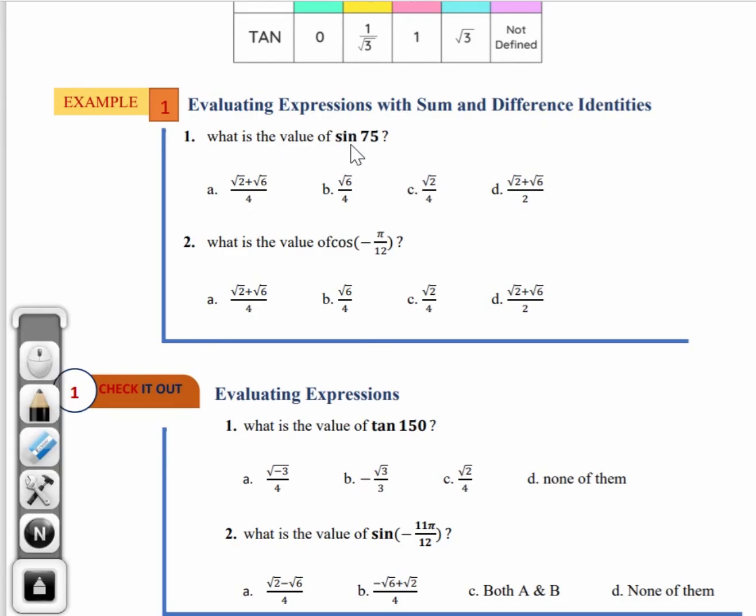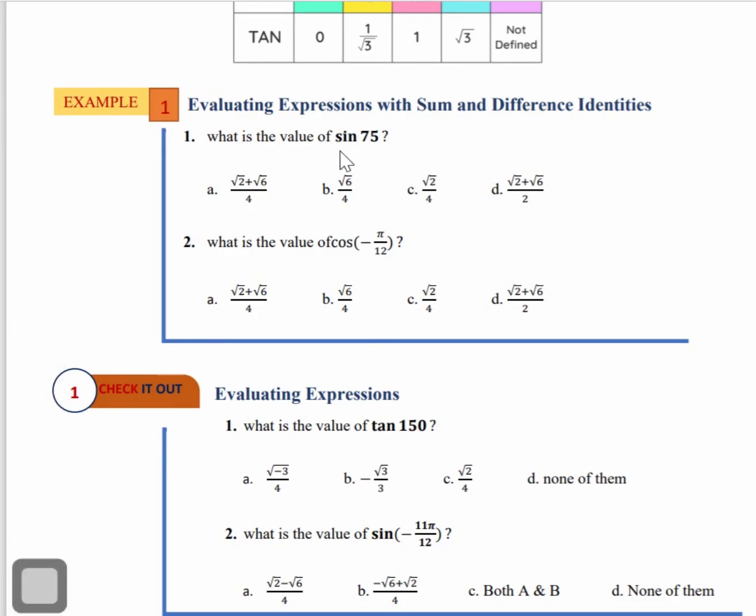In example 1, we have sine 75. We can do it by calculator, which equals 0.96. So you have to evaluate these branches. Which one of them equals 0.96? It is our right answer. If you do branch A by a calculator, it also equals 0.96. So we can say branch A is our right answer.